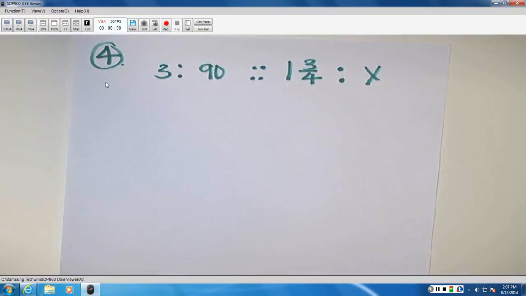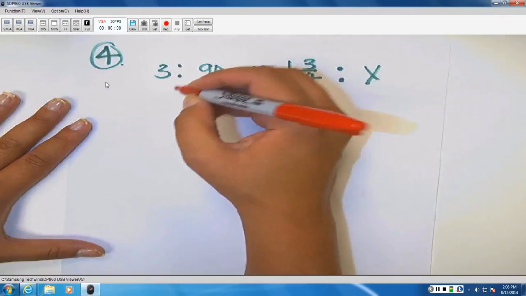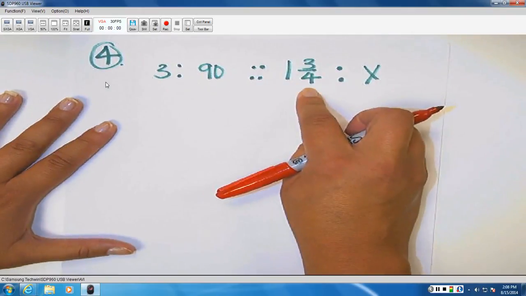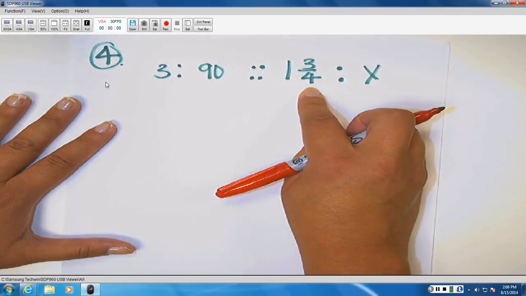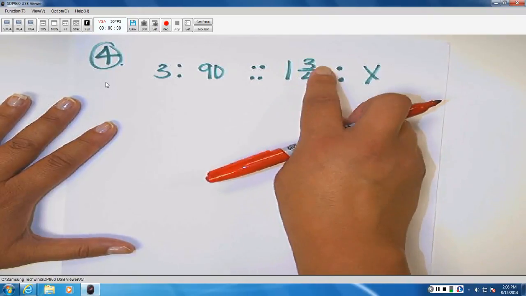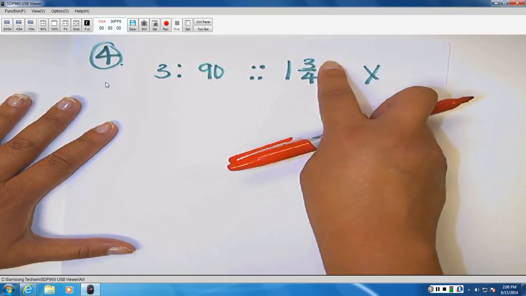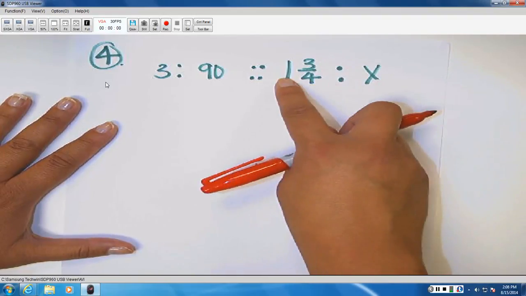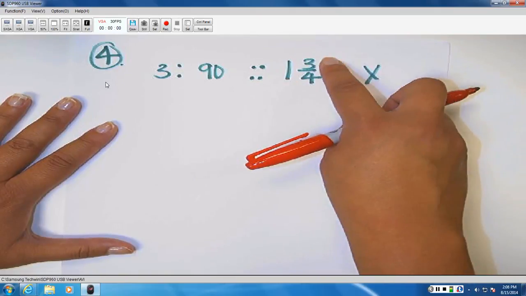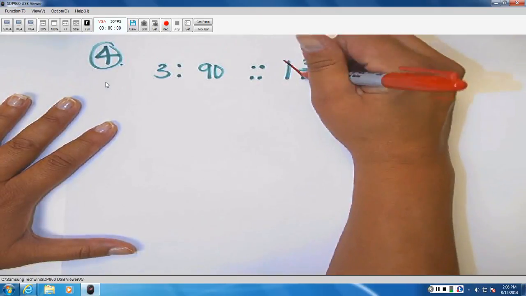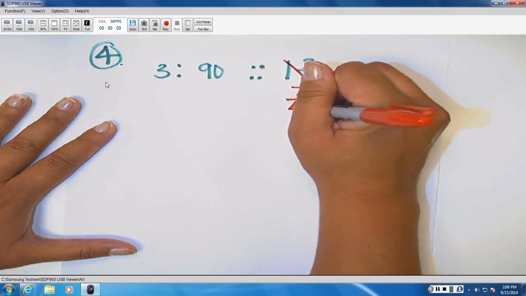So now we're here with a mixed number, and we're going to have to take that mixed number and turn it into an improper fraction. So we'll set it up. We might remember that in order to turn a mixed number into an improper fraction, you take your denominator and multiply it by the whole number, and then add your numerator. So 4 times 1 is 4, plus 3 is 7. So this ultimately is going to turn into 7/4.